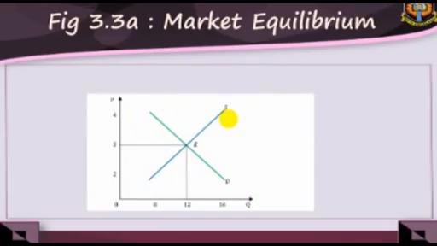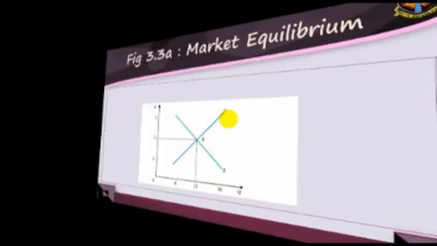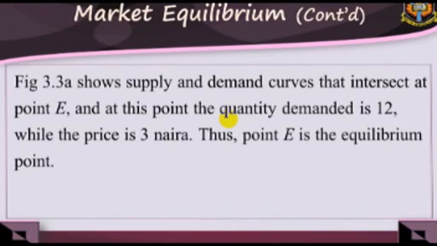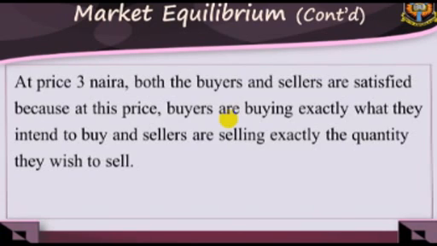Figure 3.3a shows supply and demand curves that intersect at point E, and at this point, the quantity demanded is 12, while the price is 3 naira. Thus, point E is the equilibrium point. At a price of 3 naira, both the buyers and sellers are satisfied because at this price, buyers are buying exactly what they intend to buy, and sellers are selling exactly the quantity they wish to sell.